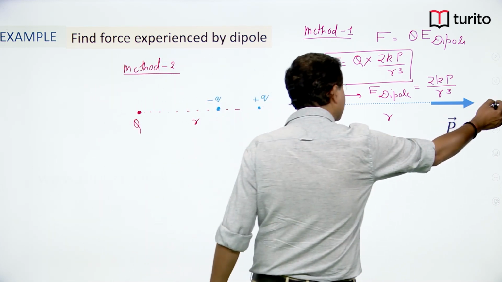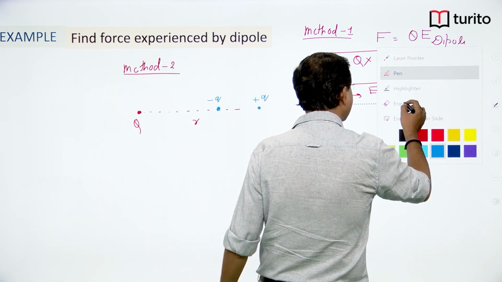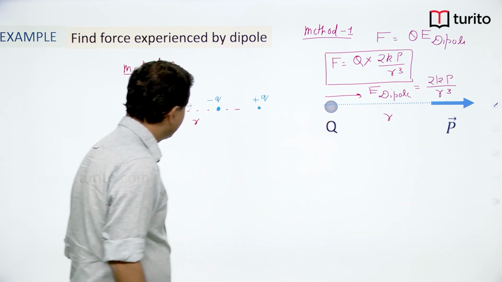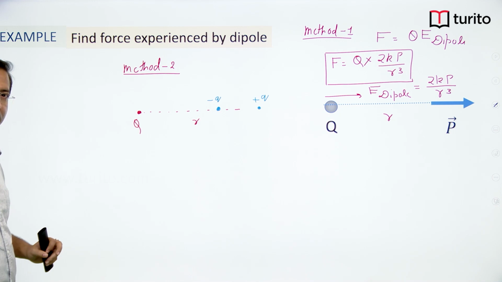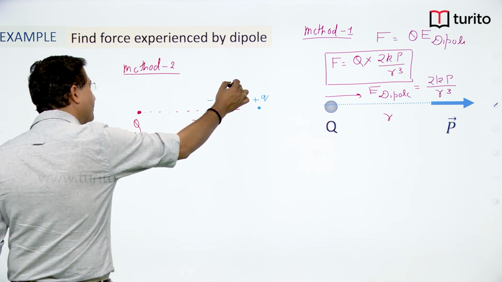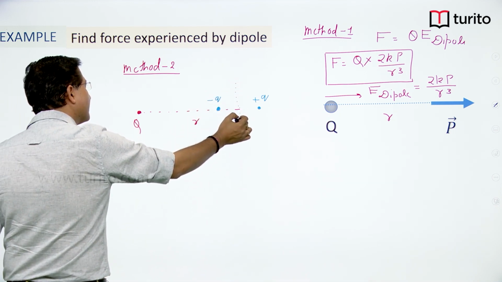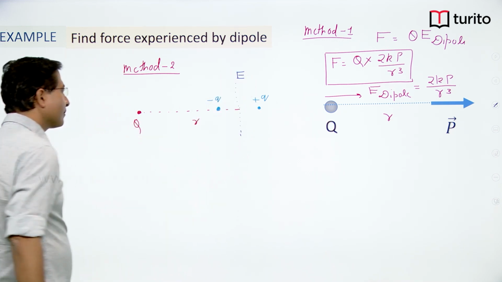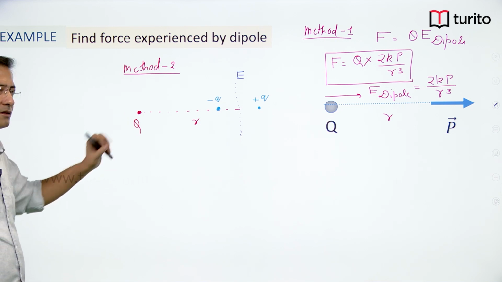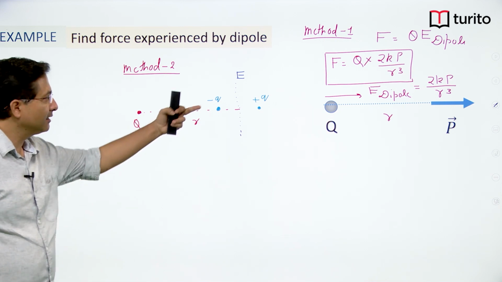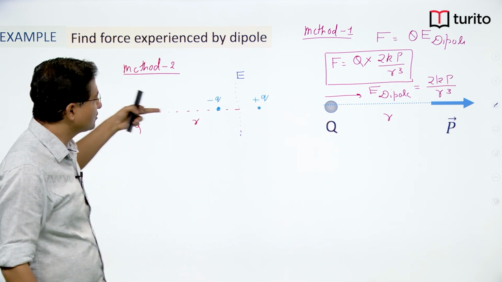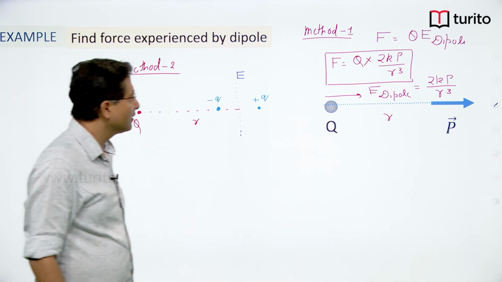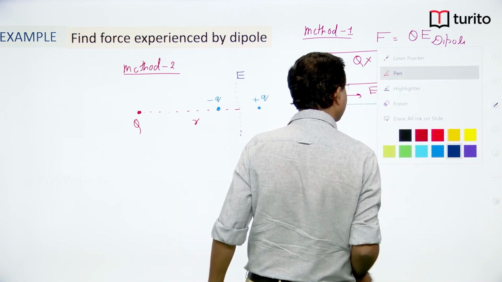Now, I want to find out force. So this point charge, say, produces E field here at the center of the dipole. This point charge produces field E in this direction, away from the charge. So this E is the field produced by Q. Let us specify it.